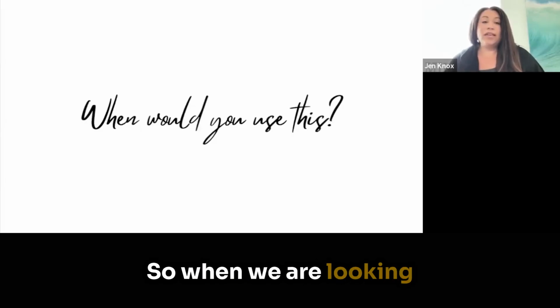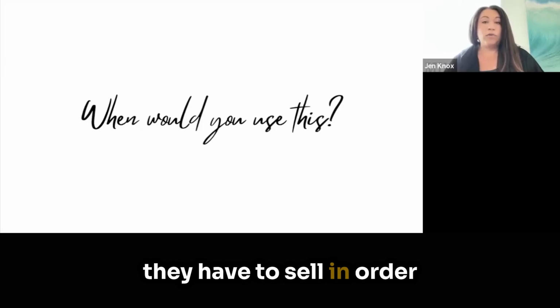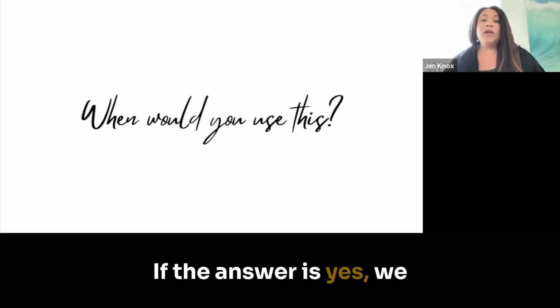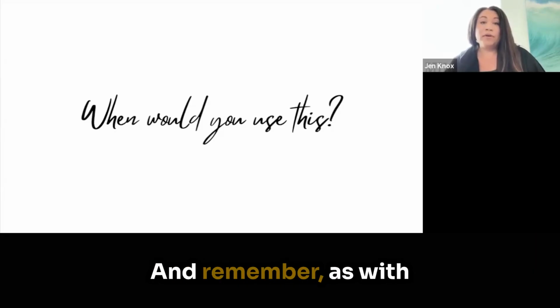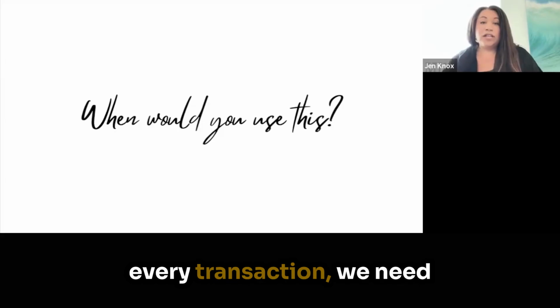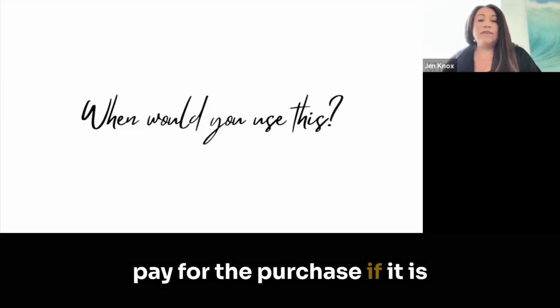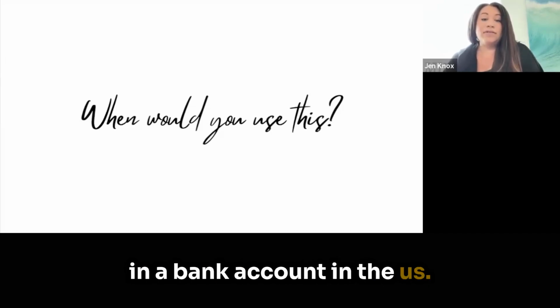So when we are looking at this as a big picture, we want to ask them first, do they have to sell in order to buy their next property? If the answer is yes, we are definitely going to want to use the 22B. And remember, as with every transaction, we need to disclose where all of the money is coming from to pay for the purchase if it is not already cash available in a bank account in the US.